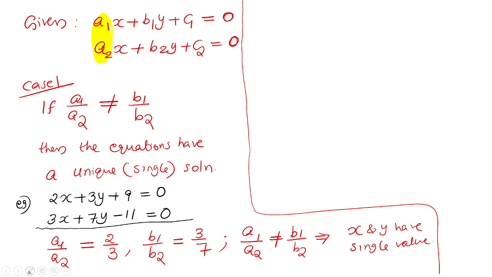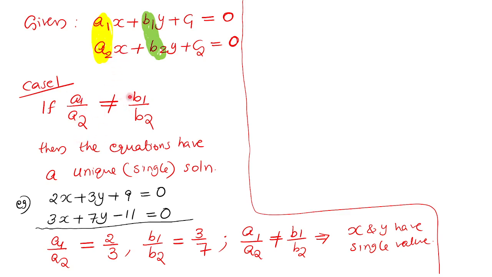Ratio of coefficient of x, which is a1 by a2, is not equal to b1 by b2. First ratio not equal to second ratio. Think like that. Then what I can say, thus given equations can be solved, and if we solve it, x will have a single value. For example, if x equal to 10 only, x is said to have a single value only, right?